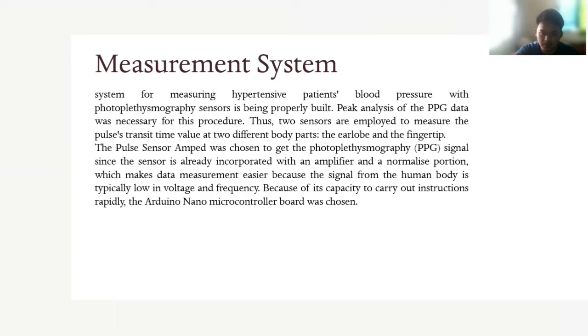Thus two sensors are employed to measure the pulse transit time value at two different body parts, which are the earlobe and fingertip. The pulse sensor input was chosen to get the photoplethysmography (PPG) signal, since the sensor already incorporates an amplifier and normalization, which makes data measurement easier because the signal from the human body is typically low in voltage and frequency. Because of its capacity to carry out instructions repeatedly, the Arduino Nano microcontroller board was chosen.